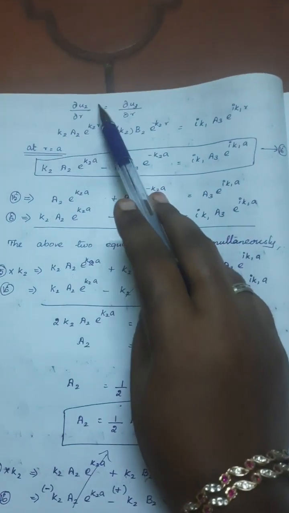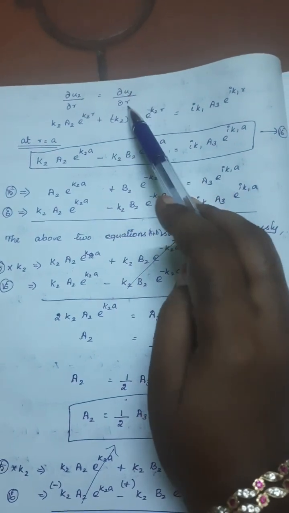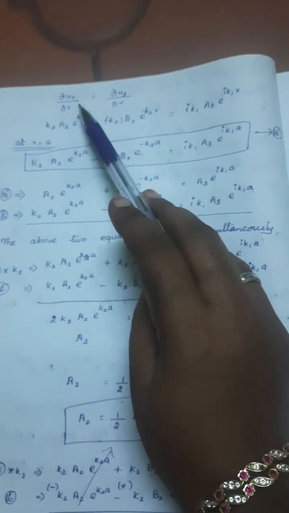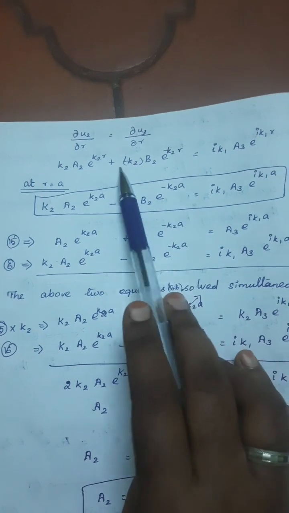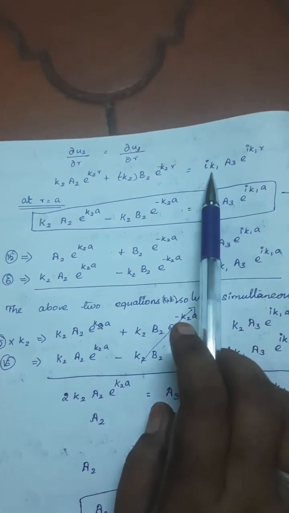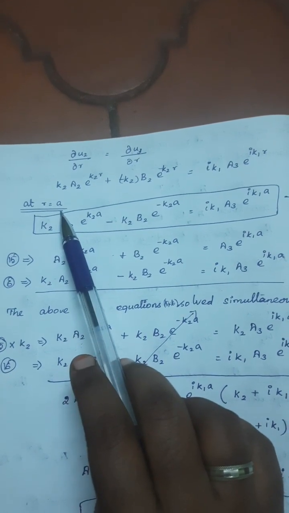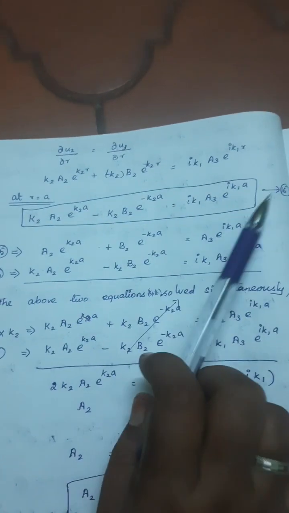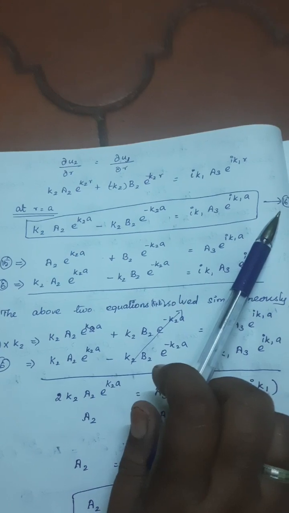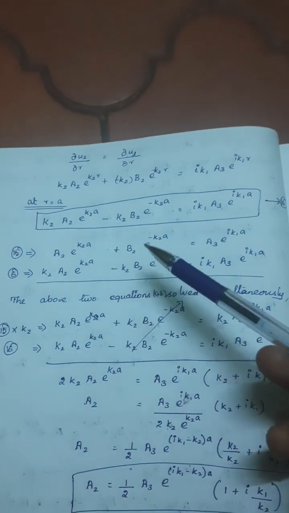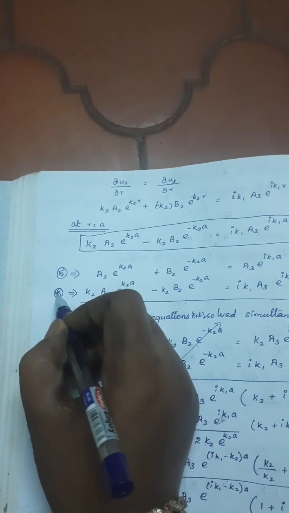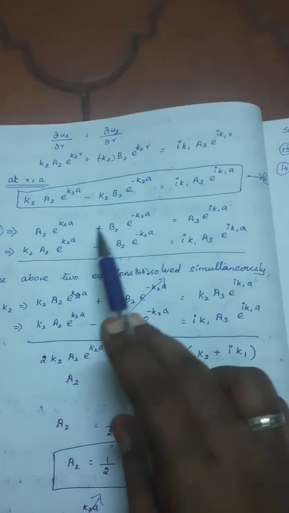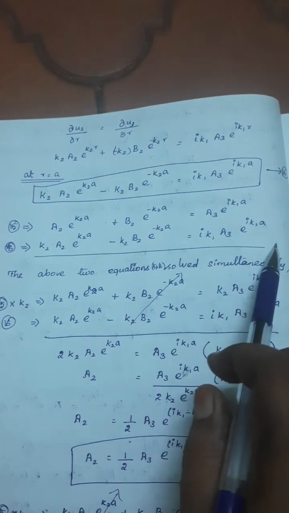Now dou u2 divided by dou r is equal to dou u3 divided by dou r. So the u2 equation is differentiated, and we get the equation, and the u3 equation is also differentiated, and we get this equation. After that, the value of r is replaced by a, so we get another equation, equation number 16. Now both equations, number 15 and number 16.